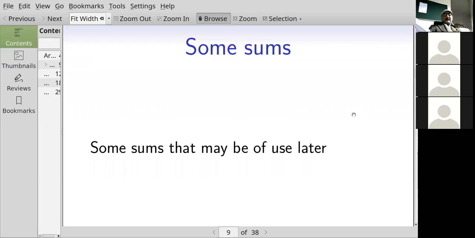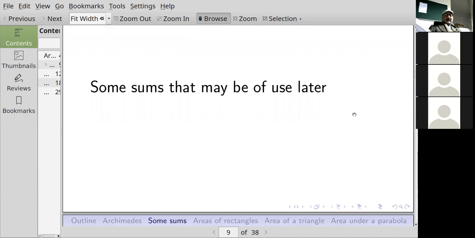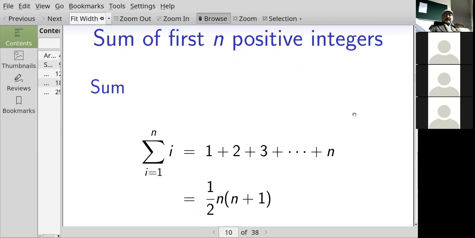Okay, so there's a few results that I'm going to use in this session, and I'm just going to give them to you first so that we can use them later. The first result is if you want the sum of the first n positive integers, 1 plus 2 plus 3 and so on up to n, then the result of that summation is 1/2 n times n plus 1. This can be proven either through geometric arguments or by mathematical induction, but for our purposes, we take this as a given. So the summation of i from i equals 1 to n, that is 1 plus 2 plus 3 plus 4 and so on up to n, is equal to 1/2 n times n plus 1.